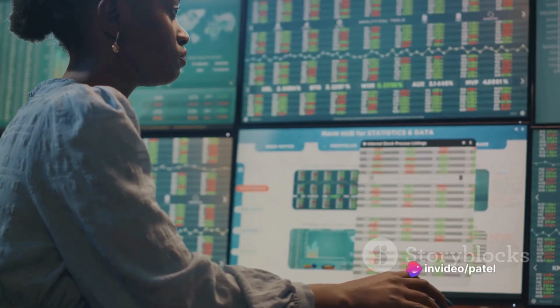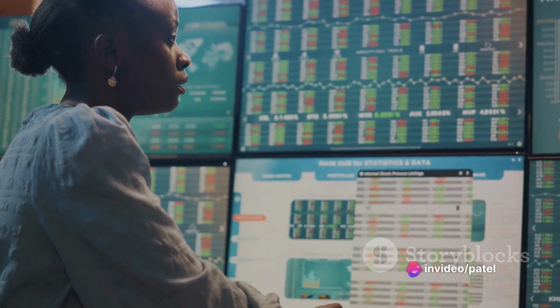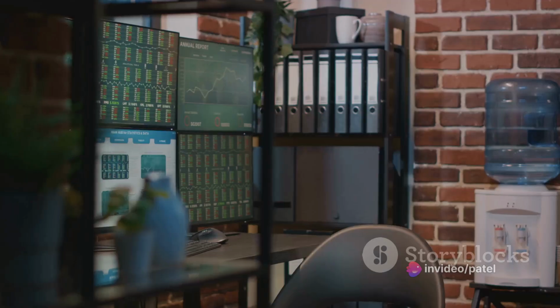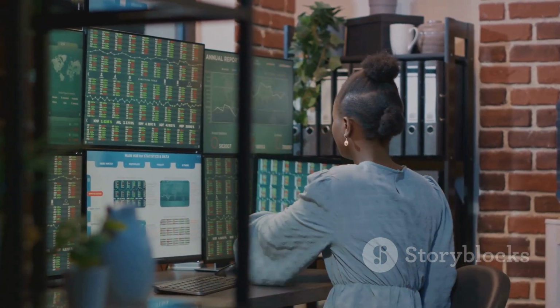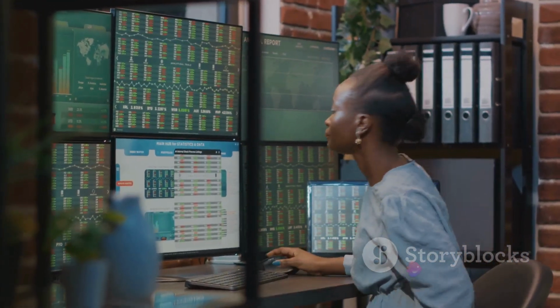And of course, we didn't forget about risk management, a critical aspect of trading that's all about protecting your capital. Lastly, we showcased a live trading demonstration to help apply these concepts in real-world scenarios.